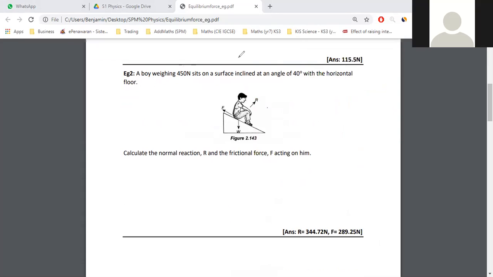Example number 2. A boy weighing 450 sits on a surface inclined at an angle of 40 with the horizontal slope. So meaning that here is 40. Calculate the normal reaction and the frictional force F acting on him. We draw the forces. The body, which one? We are calculating the body of the boy, right? So we only study the forces acting on this body.